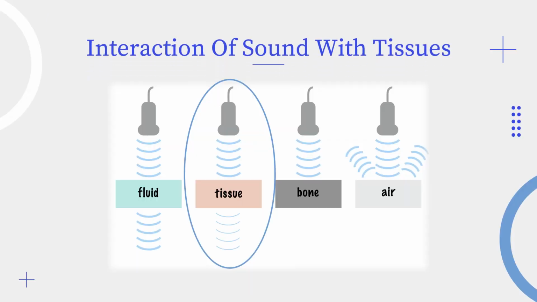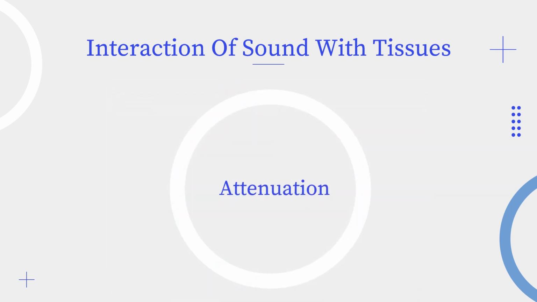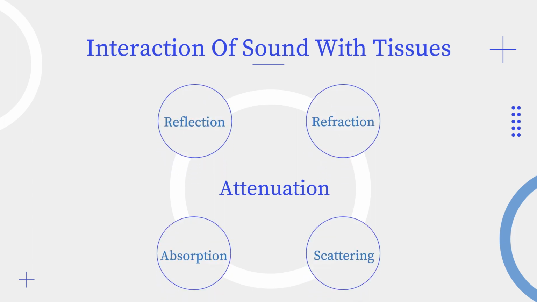And the next one, we'll talk about the interaction of sound with tissues. As the sound beam traverses tissues within the body, various factors cause it to lose energy and therefore undergo a reduction in amplitude and intensity. This loss of energy is called attenuation. There are four main processes which contribute to the attenuation of the sound beam, which are reflection, refraction, absorption, and scattering. All of the above factors affect the echoes returning to the transducer, as well as the transmitted beam.